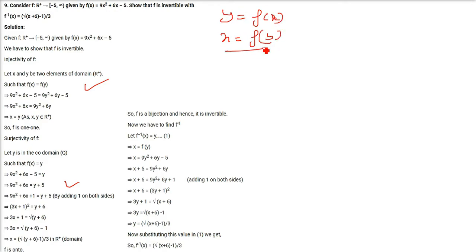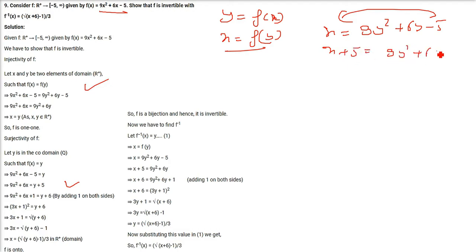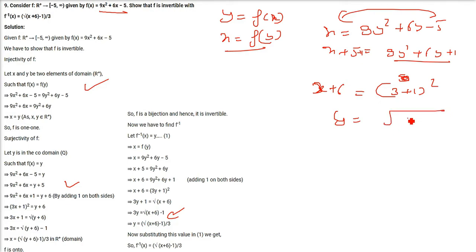But in order to finally write what the inverse is, x is actually 9y² + 6y - 5. Same thing we have done to prove it onto. So x + 5 I am taking on the left hand side, 9y² + 6y, and this is + 1. Adding 1 on both the sides because we want to make it a perfect square, as I indicated to you while we were proving it to be onto. So x + 6, same thing is going to come. So y will be equal to (√(x + 6) - 1) divided by 3.